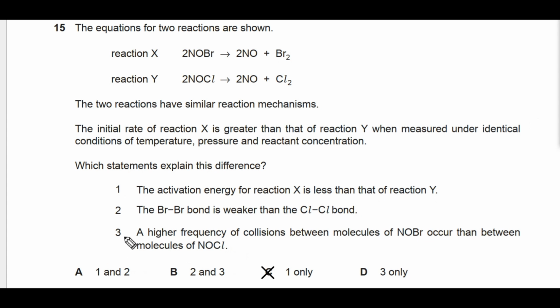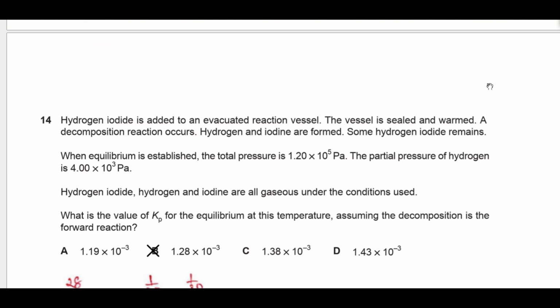So 3 is partially right, but 1 is the most right answer, because if activation energy is less, then a higher frequency of collision occurs. So number 1 explains the answer correctly. Next, 14.